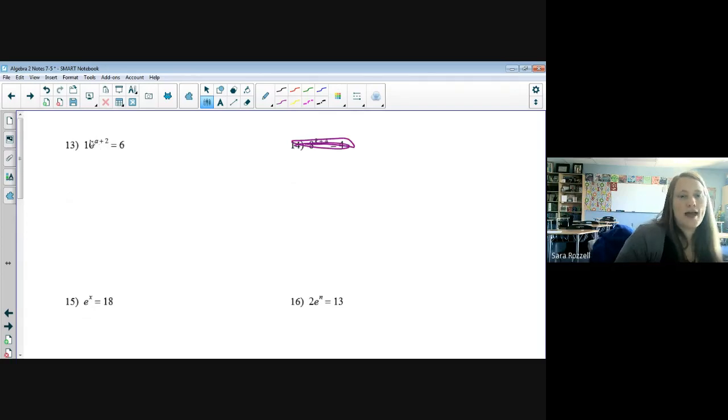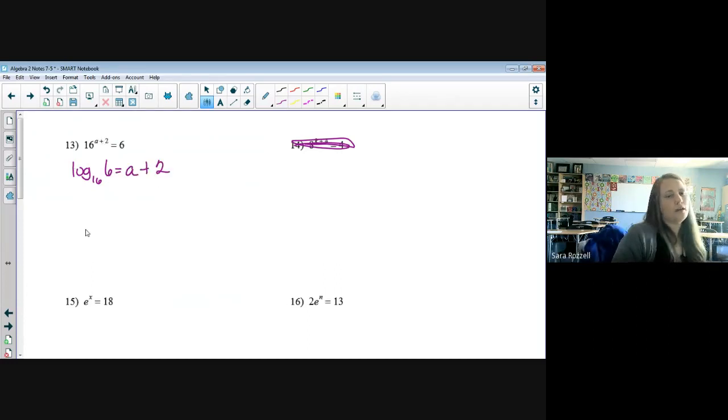So here we have a base and a power. The power just happens to have something in it, so we'll have to deal with that in a minute. So this is a base and a power by itself. We don't have the big number in the front or at the end. So we have to now write this as a log. What's our base going to be? 16, yep. So log base 16 of 6 is equal to a plus 2. That's what our power is.